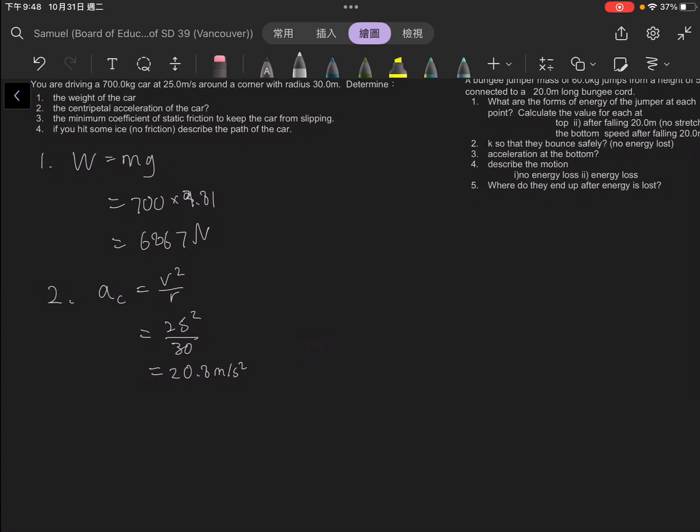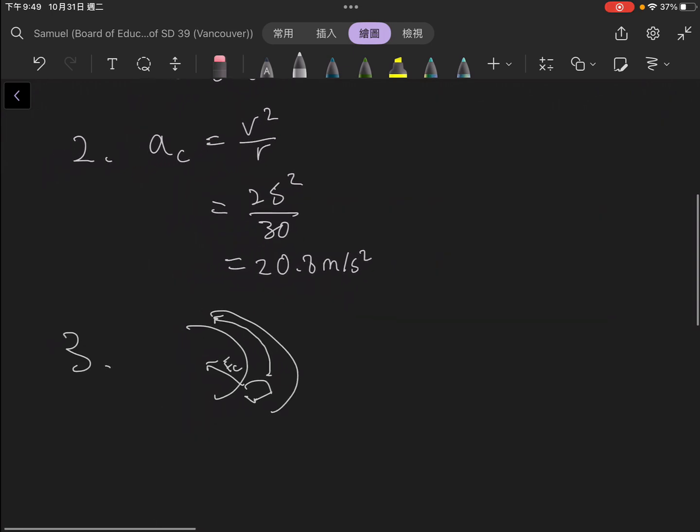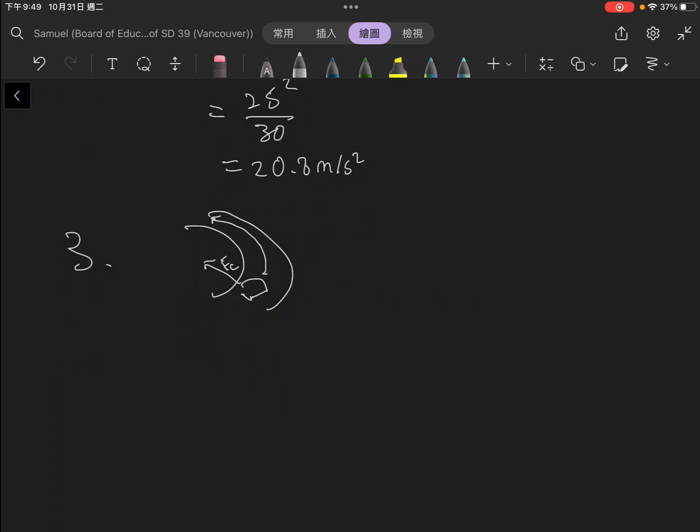Yep. So third question. Determine the minimum coefficient of static friction to keep the car from slipping. Okay. So, in a corner where a car is trying to turn around, if you want to keep the car from slipping, you have to keep the car in a circular motion around the track, which means that there has to be a centripetal force that is pulling it inwards. Yeah, so let's see what the centripetal forces are.